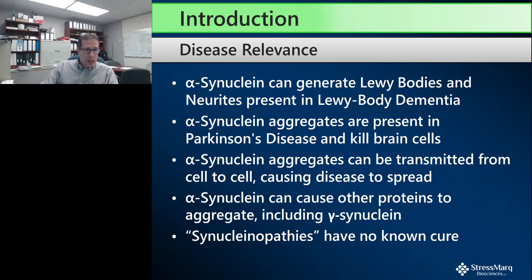Now, the concept of aggregation is not unique to alpha-synuclein. There are others, such as well-known proteins like A-beta and tau, which can also go through a similar process. And in fact, alpha-synuclein itself, as a proteinaceous seed, can also seed other proteins to go through the same sort of process, including, for instance, gamma-synuclein. The disease states of synucleinopathies, as they're known, have no known cure, and that would include Parkinson's, but also diseases such as multiple system atrophy.